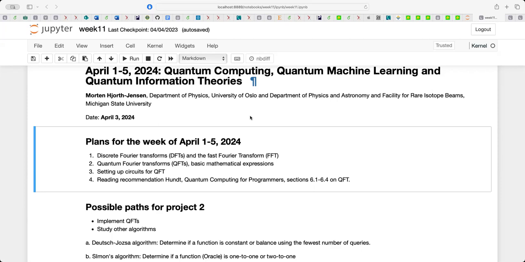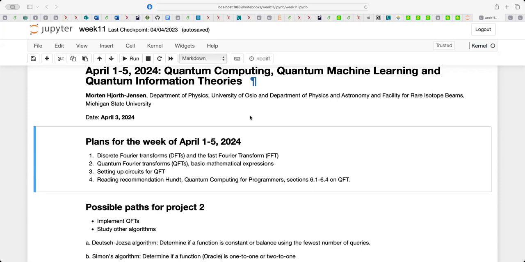Now, the quantum Fourier transform enters also Shor's famous algorithm for factorizing integers. And that is an algorithm which really made the field of quantum computing explode, because suddenly people were afraid that the standard factorizing algorithms, which we use when we encrypt data, could be in danger.